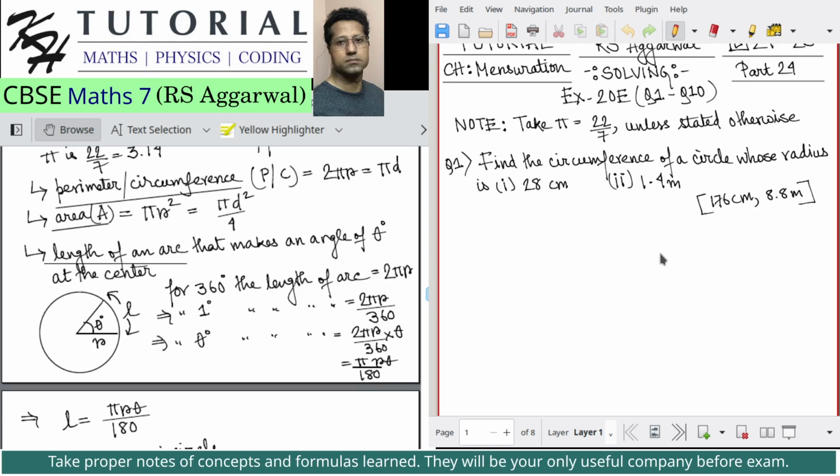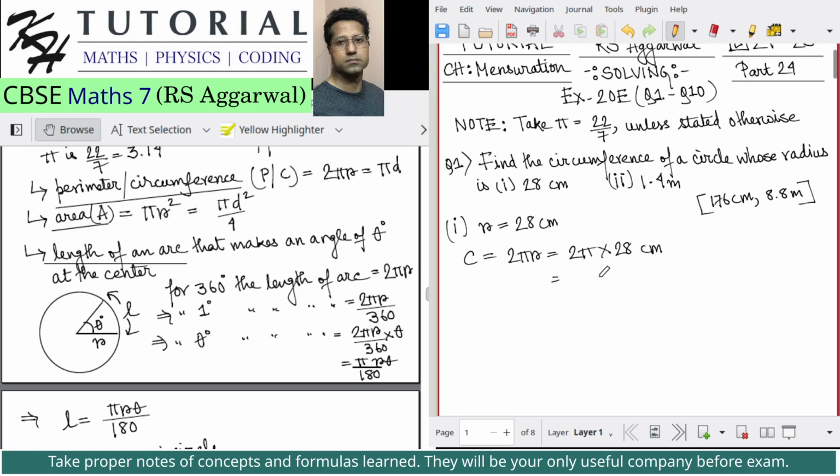Okay. So question number 1, there are two parts. Part 1, find the circumference of a circle whose radius r. Circumference means the perimeter of a circle. In the first part, the radius r is given to be equal to 28 centimeter. So we have to find the circumference or perimeter. The circumference of a circle we know is 2 pi r, where r is the radius. So if r is 28 centimeter, this becomes 2 pi multiplied by 28 centimeter. The unit of circumference is nothing but the unit of length, which is centimeter or meter.